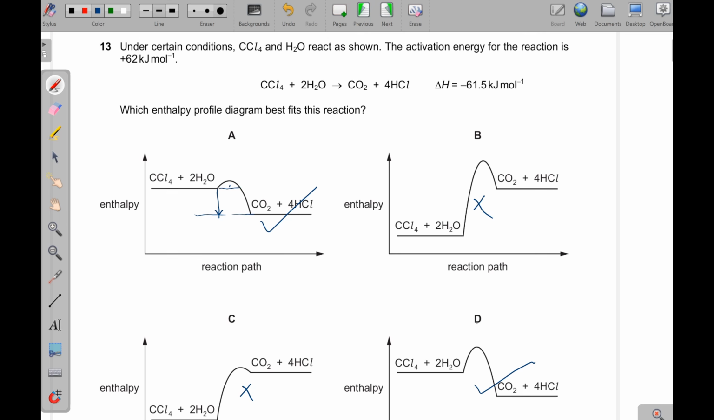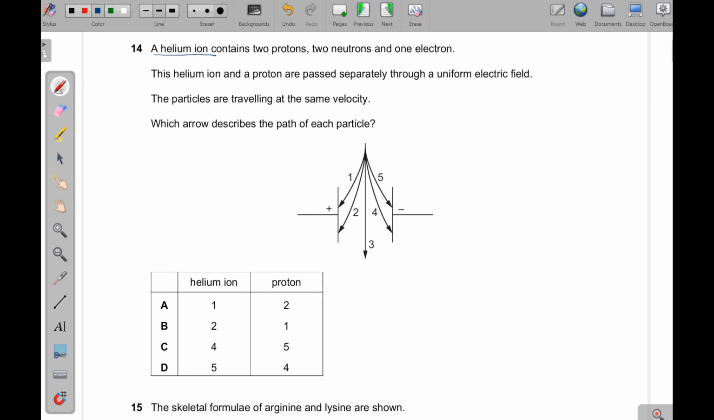Then from here to here, you can see that this one is far bigger than this. Okay, so that means this one cannot be our answer. So the answer has to be what? D. Because when you look at this activation energy and this one here, they are relatively the same in magnitude. So this one is negative 61.5 kilojoules, and then this one is positive what? 62 kilojoules.